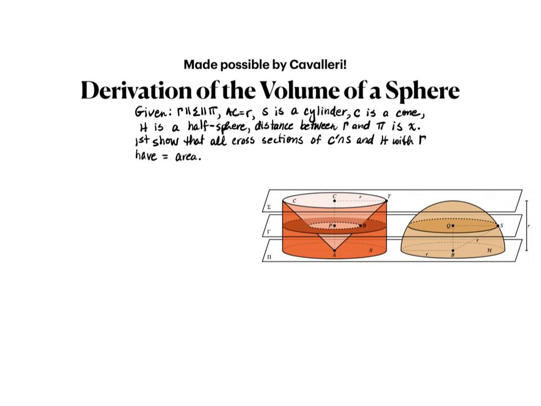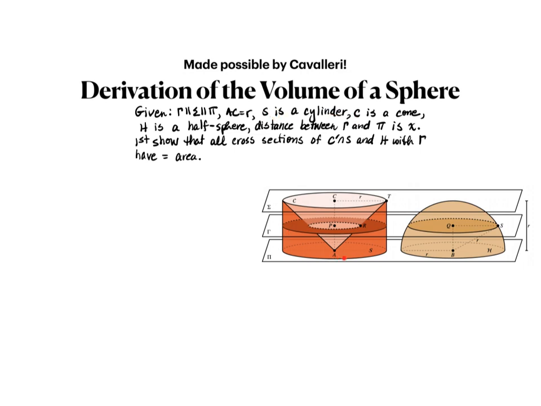So to derive the formula for the volume of the sphere, we have to look at two figures. I have this cylinder here with a cone cut out of it, and I have a half sphere here. Let's read through what's given so we are all clear. Gamma is parallel to sigma and pi. Sigma's up here, pi's on the bottom. Gamma is this plane that's in between. AC is equal to r, so the distance between sigma and pi is r long.